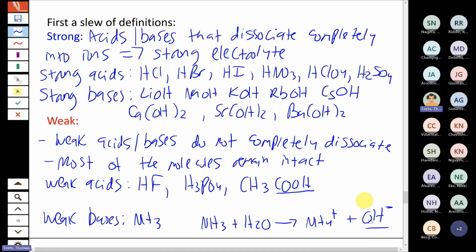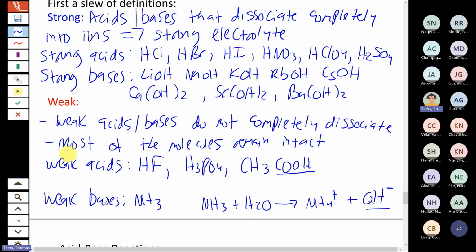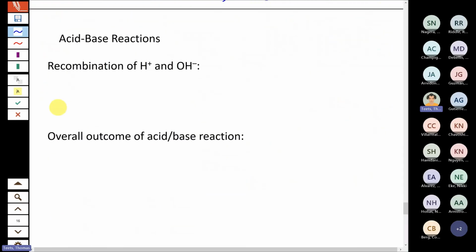Okay, the more important thing is going to be talking about how they react with each other, and the essential step that occurs in an acid-base reaction. So an acid-base reaction means we mix an acid and a base together. And what happens is that the H+ from the acid and the OH- from the base are going to recombine with each other.